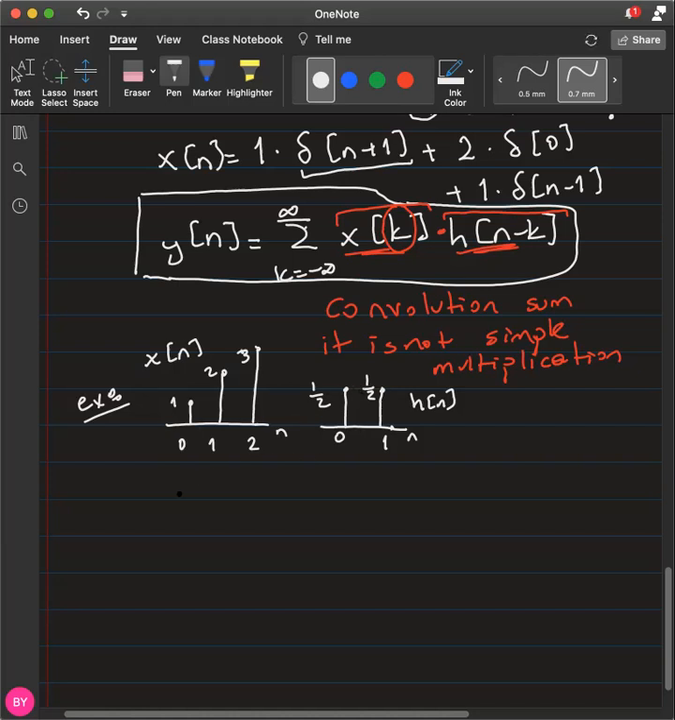Okay, what I am asked is to find, using this input, the output y of n, by using h of n. So I will use this notation very often. X is going to be the input to my system. This is my system. And then y will be the output, but the system is characterized by the impulse response.